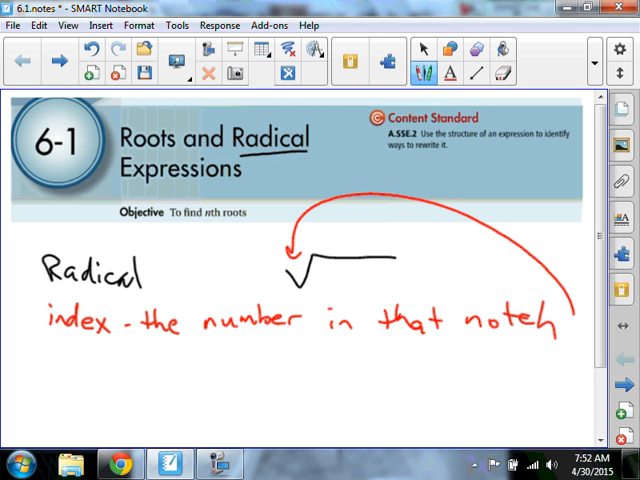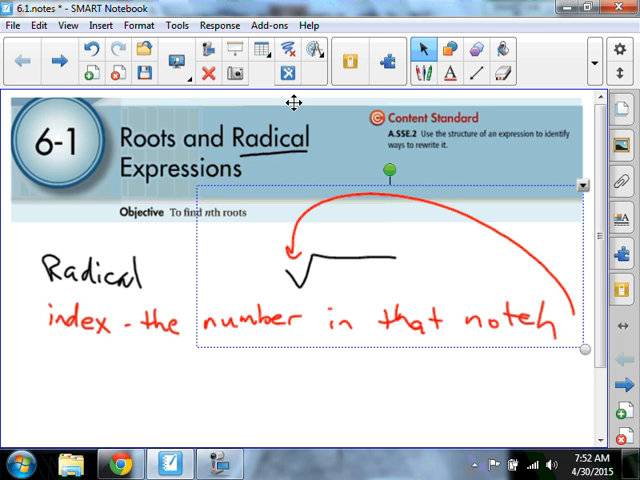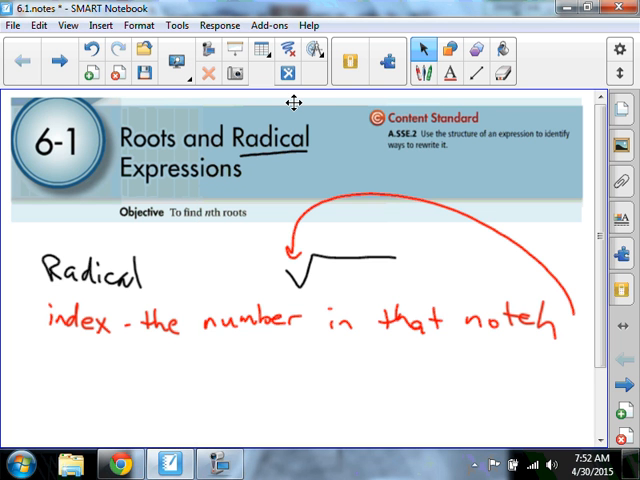My microphone was off, so the index is the number in the notch. The index is the number in the notch. I don't think that's going to show up in words. That's supposed to say notch, not note. So if we talk about the index, we're talking about the number in the notch.